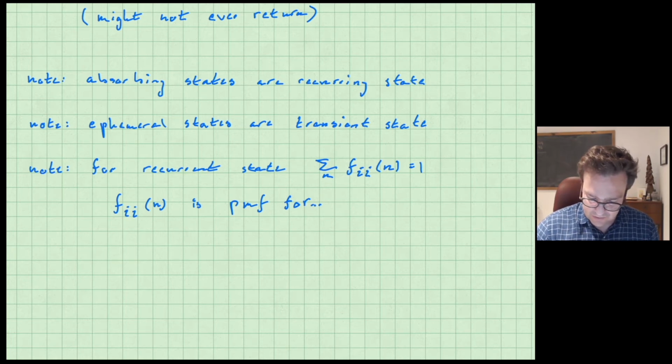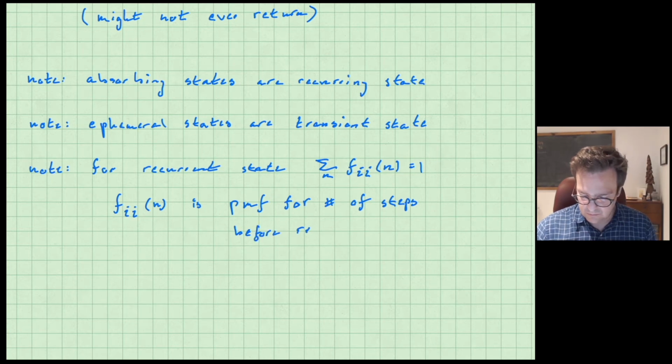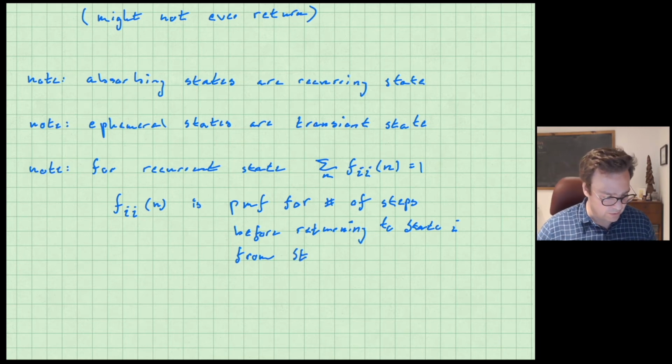So let's do this. We'll say for the random number of steps before returning to state i, from state i. So this is a probability mass function then.